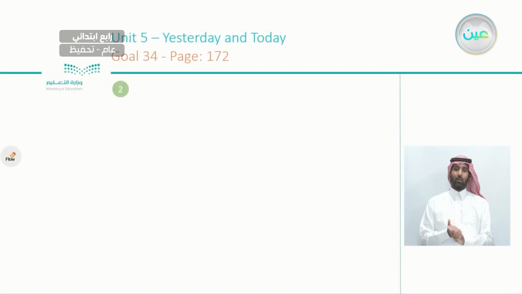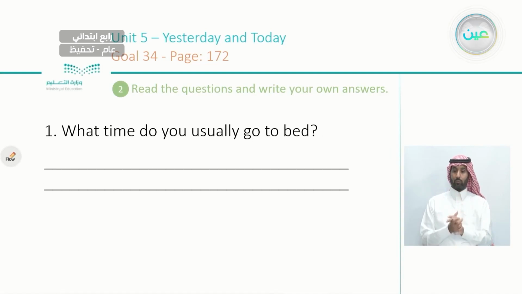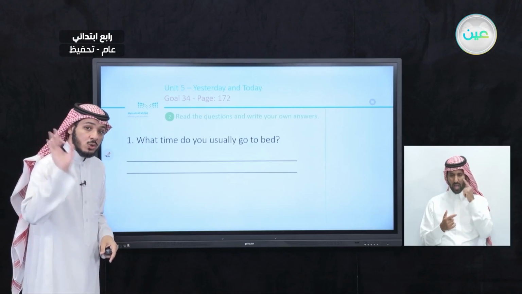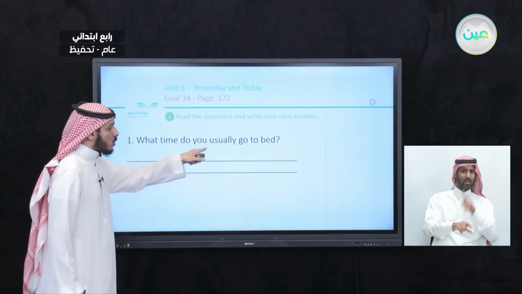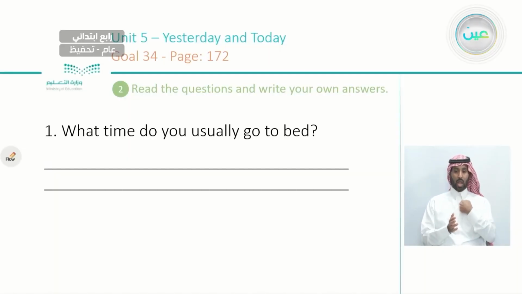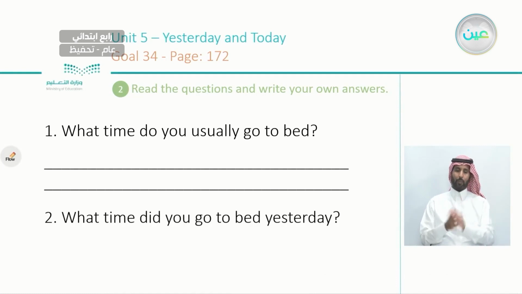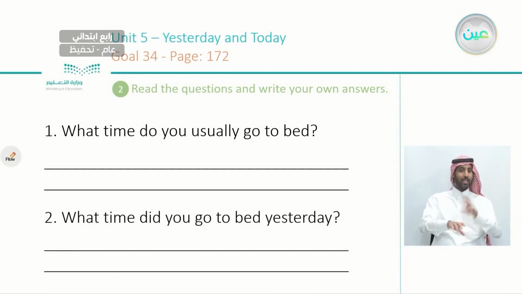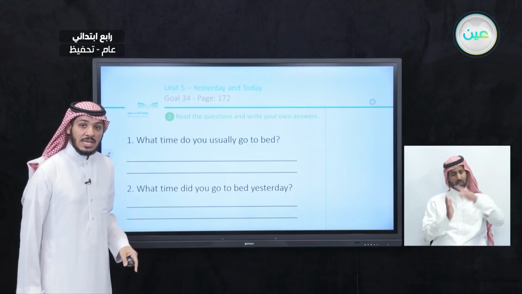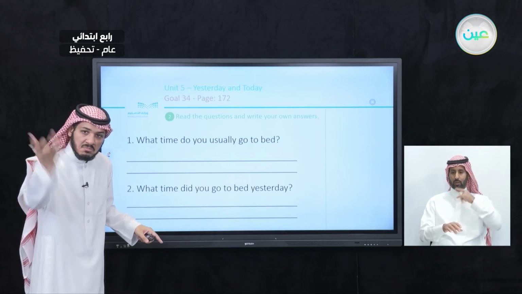Okay. Number 2, read the questions and write your own answers. So, what time do you usually go to bed? Okay, now answer about yourself. What time do you usually go to bed? You go to bed. You say what? You will say, I usually go to bed at, for example, 9 o'clock. That's all. Okay, and now number 2, what time did you go to bed yesterday? You will say what? Yesterday I went to bed at, for example, 10 maybe.